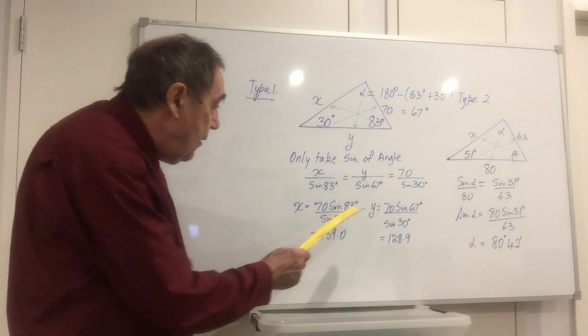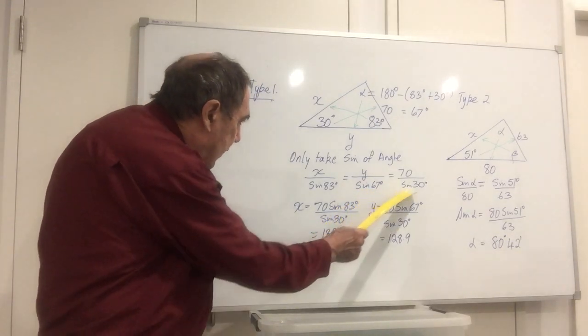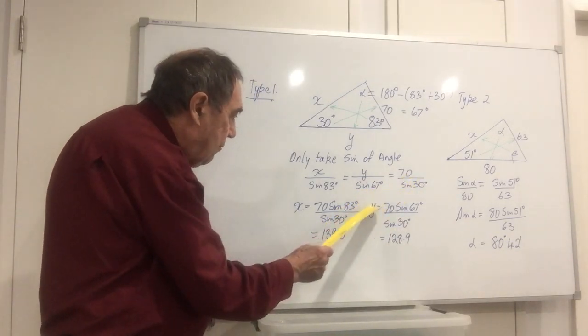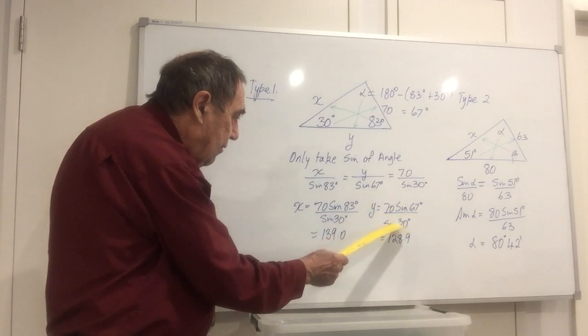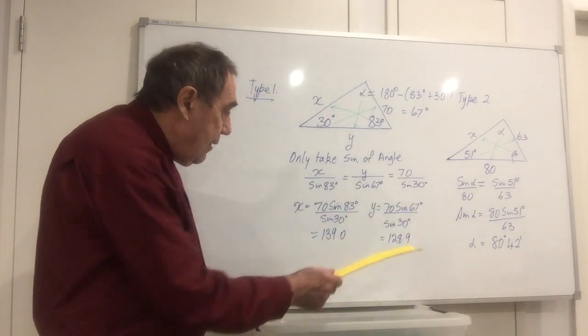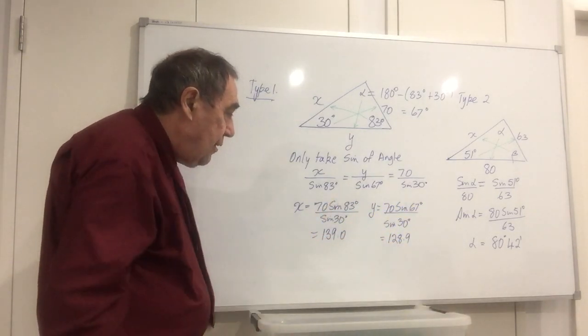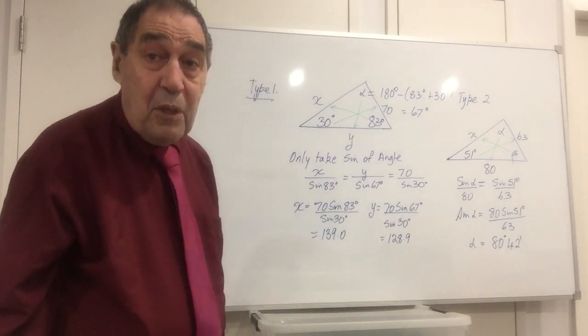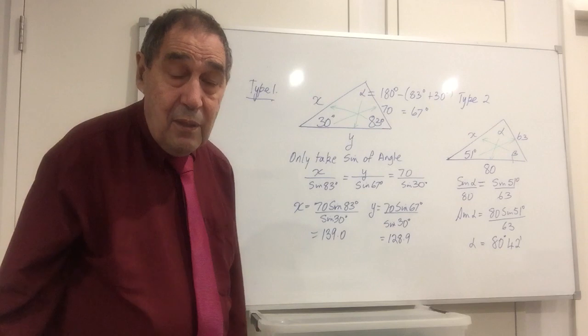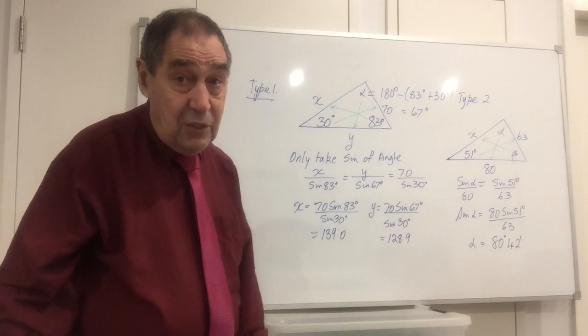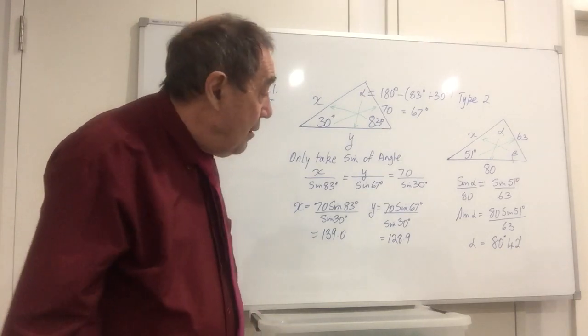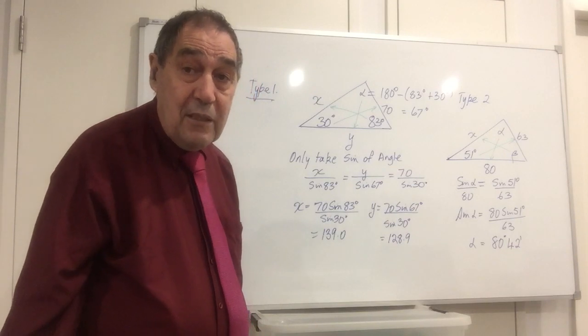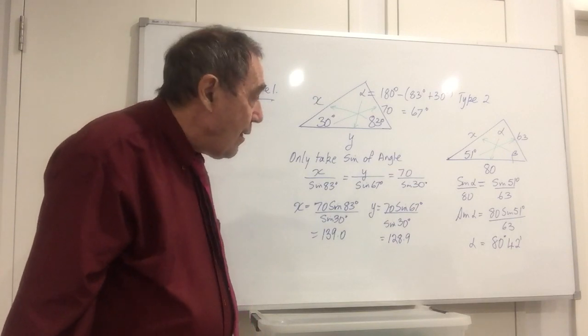The same here, we take the sine 67 over with the 70, so we have y equals 70 sine 67 over sine 30, and our calculator gives us the answer, 128.9. I can assure you these problems have been made very simple since the advent of calculators, which was well before your time, but prior to that they were quite difficult problems to solve.